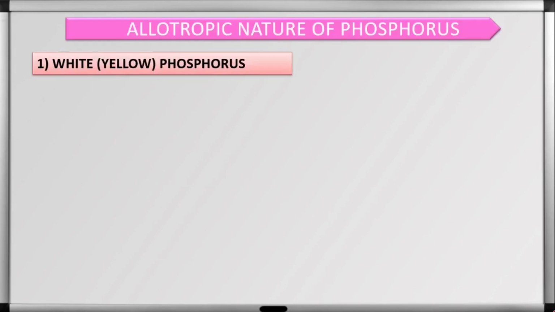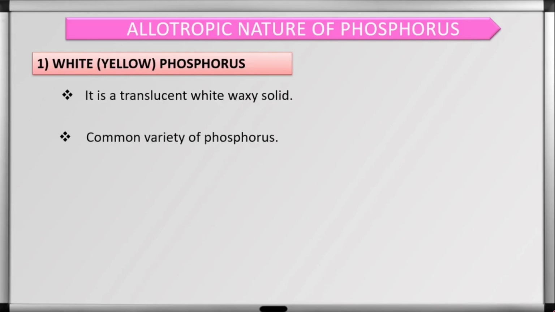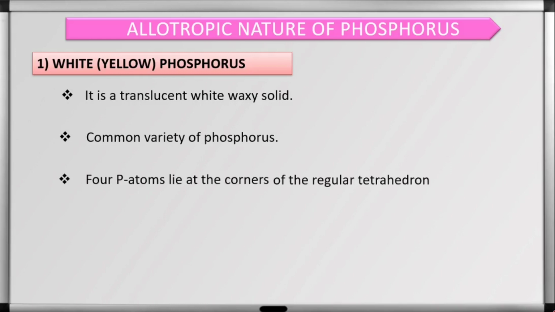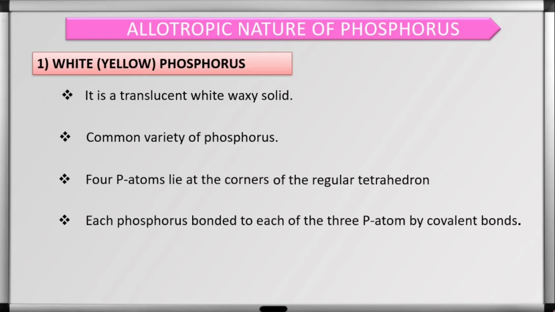Next one, allotropic nature of phosphorus. In our syllabus it is included. See, the white phosphorus is also called yellow phosphorus. It is a translucent and waxy solid. It is the common variety of phosphorus. P atoms lie at the corners of a regular tetrahedron. We will see the structure now. Each phosphorus is bonded with 3 other phosphorus by covalent bonds, and it is poisonous.